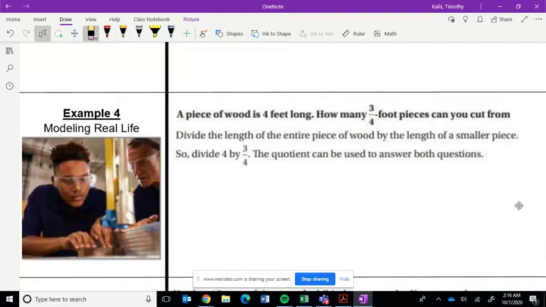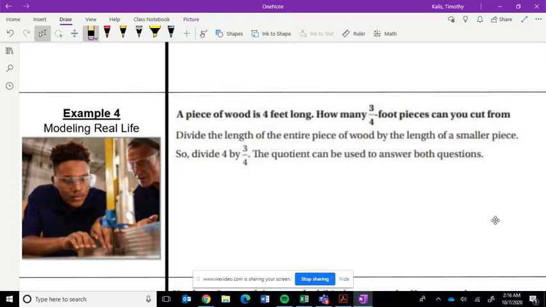In this example, we're going to take a real world problem and use what we've learned about dividing fractions to solve this real world problem. So imagine that you have a piece of wood that's 4 feet long. We want to know how many 3/4 foot pieces we can cut from this 4 foot piece of wood.